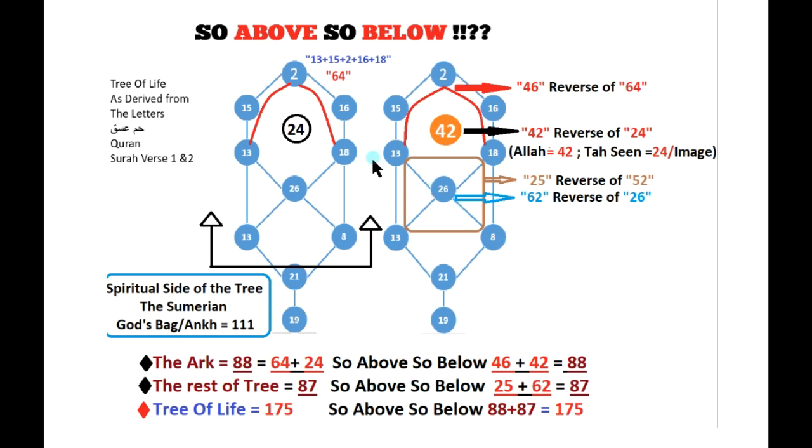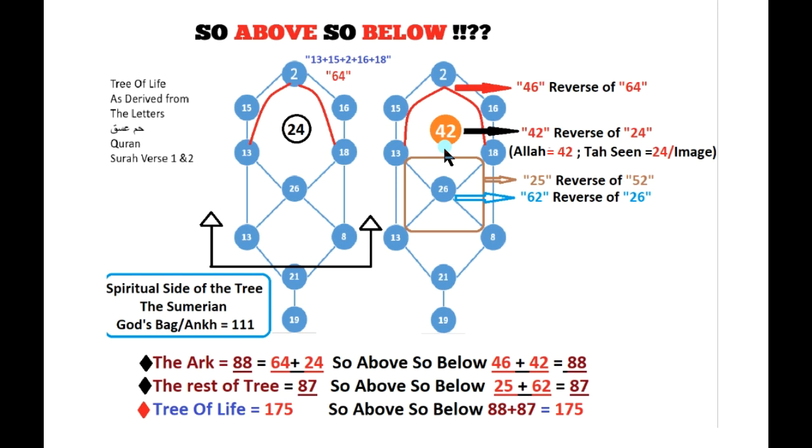Basically, in short, 24, which is called the image of God or representation of God, when reversed is 42. That's in the above. So 24, when you reverse it, you get 42. And 24 is surrounded by 5 Sephiroths that equate to 64. That's the heaven in the below. In the above, it is 46, as you see from above. This is actually so below, so above, so below.